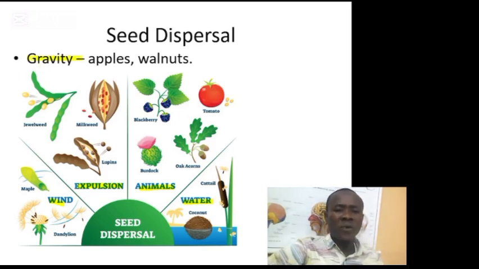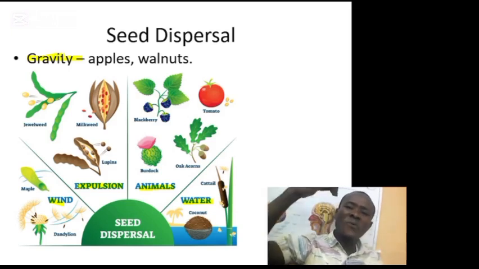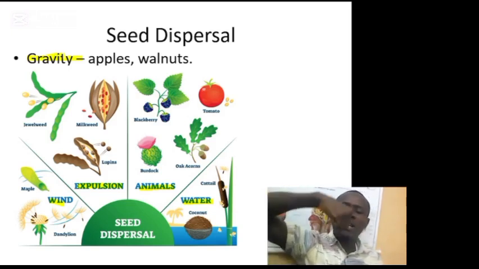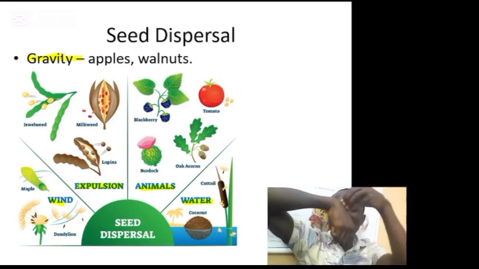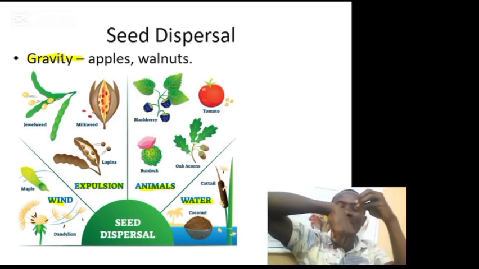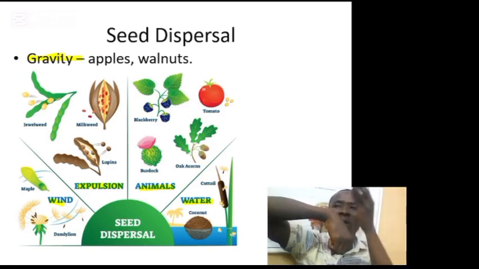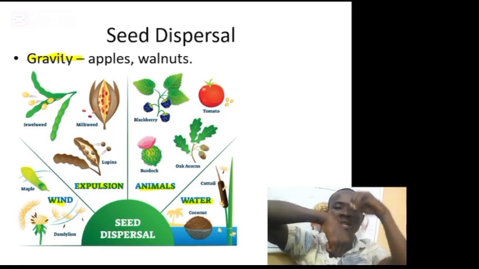So the last one we have here is gravity. Gravity will act on the fruit. Like we have an apple hanging, gravity will act on it, and at the end of the day, the receptacle will move away from the stem and the apple will fall on the ground.